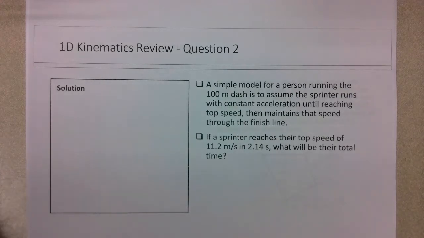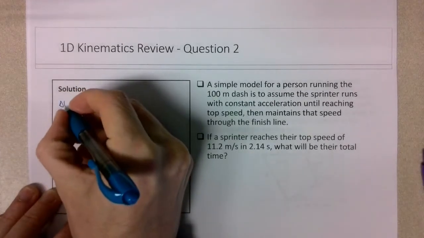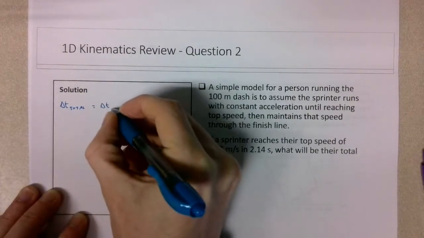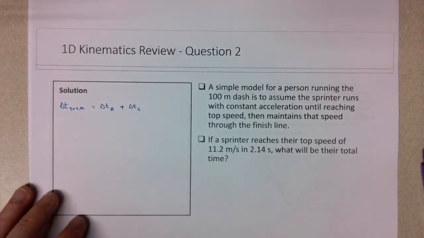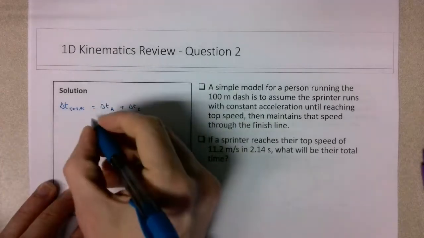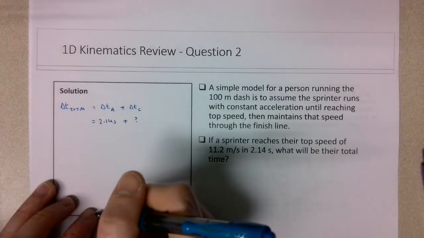In this question you have to divide the sprinter's motion up into two different phases, an accelerated phase and then a constant speed phase. What we're looking for is the total time interval. Let's use delta t(A) for the accelerated phase and delta t(c) for the constant speed phase. We already know the delta t for the accelerated phase is 2.14 seconds, but we don't know the delta t for the constant speed phase.